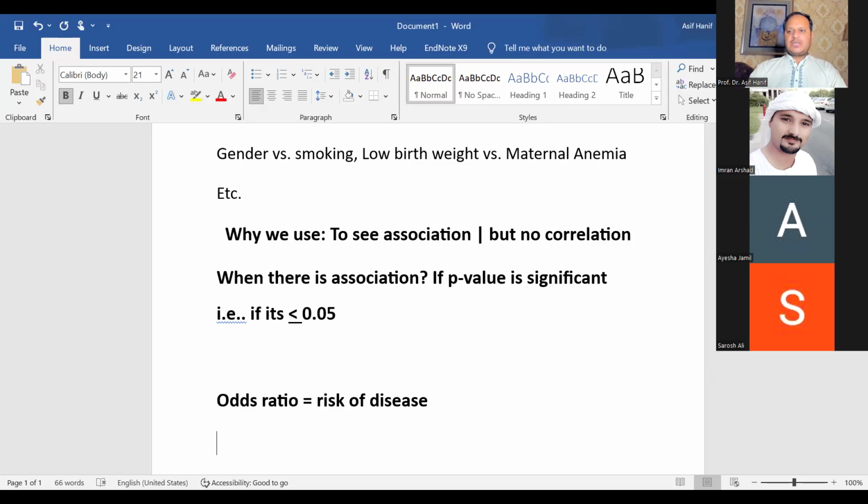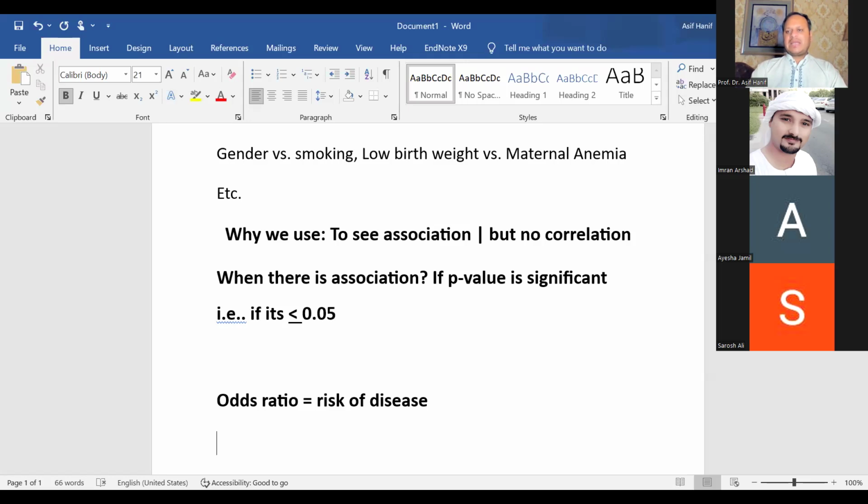When we want to see the association, we will apply chi-square. When we want to see the risk of disease in the presence of only one risk factor, we will apply the odds ratio using a 2 cross 2 table. If there are more than one risk factor, then we will learn sometime how to calculate the odds ratio and which techniques are required. The odds ratio basically lies between 0 and infinity.